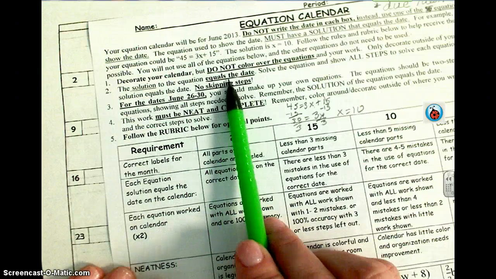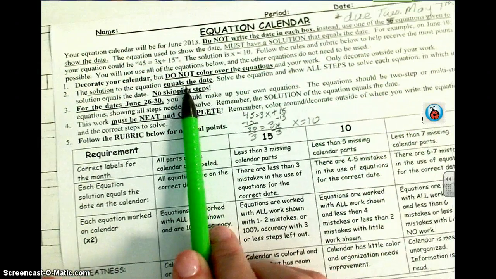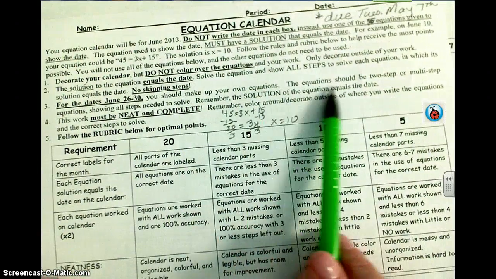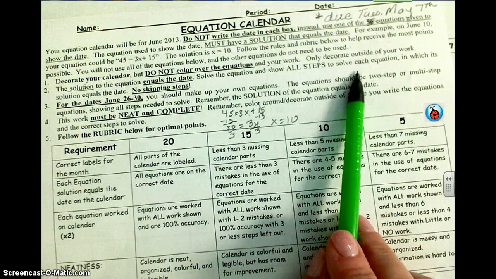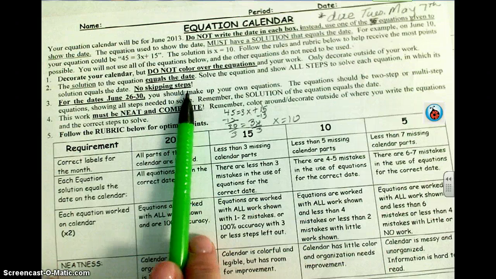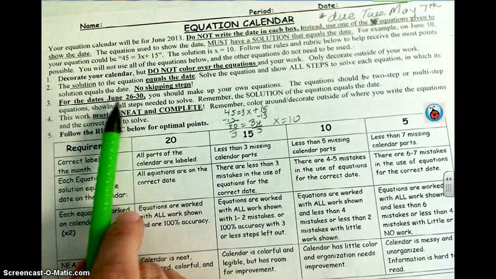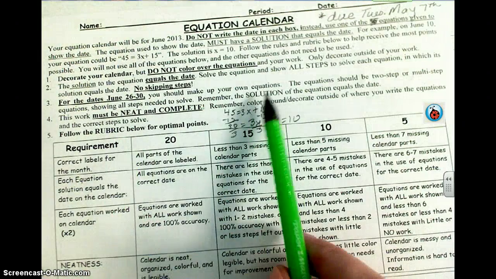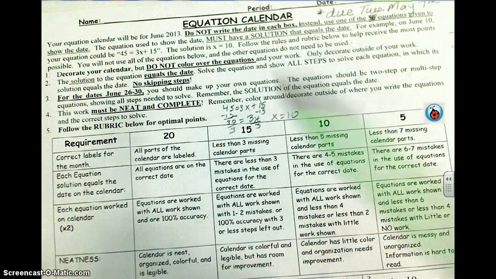Again, the solution to the equation equals the date. Solve the equation and show all steps to solve each equation in which the solution equals the date. No skipping steps. I want someone to be able to look at your calendar and tell what to do step by step. For the dates June 26th through 30th, you should make up your own equations.